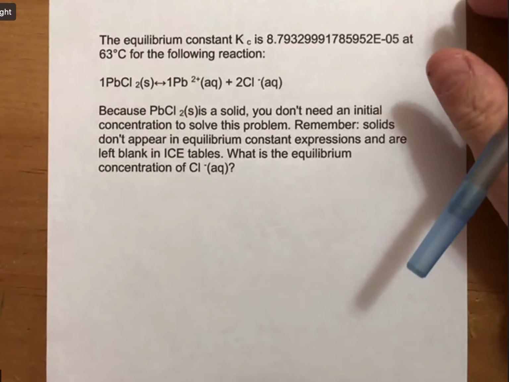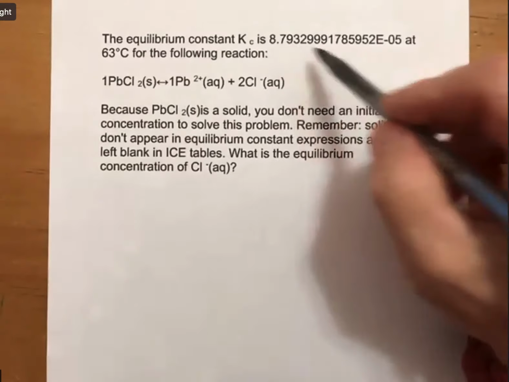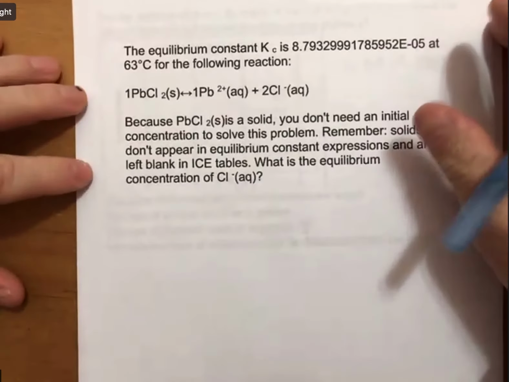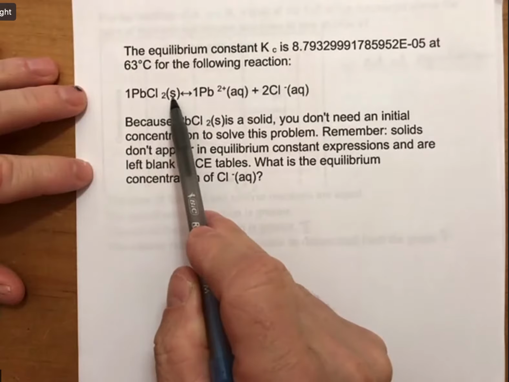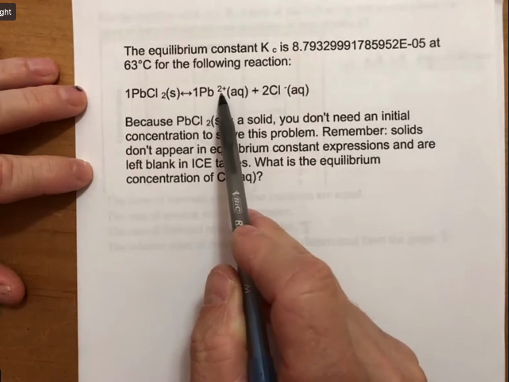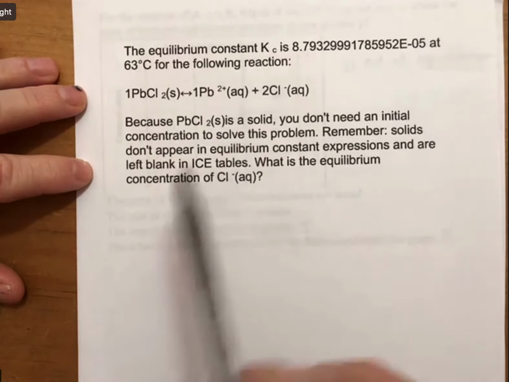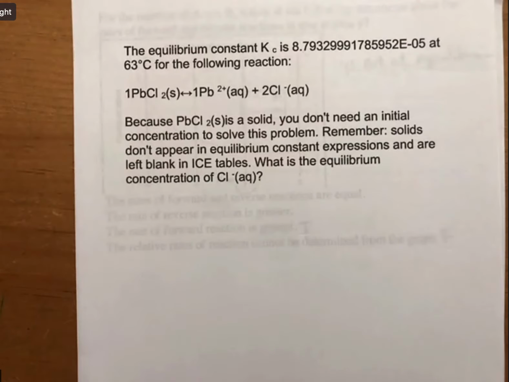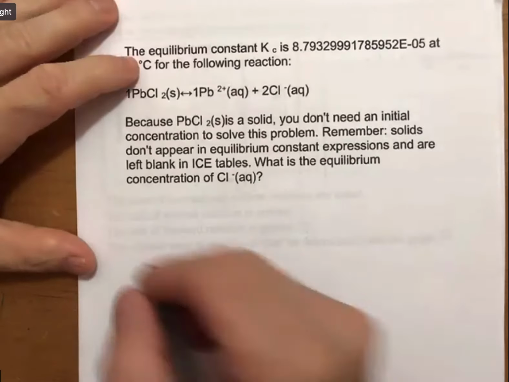It says the equilibrium constant is 8.79 times 10 to the minus fifth at 63 degrees Celsius for the following reaction. Lead 2 chloride solid goes to lead 2 plus ion plus 2 chloride ions. It says right in the problem statement, because lead 2 chloride is a solid, you don't need an initial concentration to solve this problem. Remember, solids don't appear in equilibrium constant expressions and are left blank in ice tables. Question, what is the concentration of Cl minus?